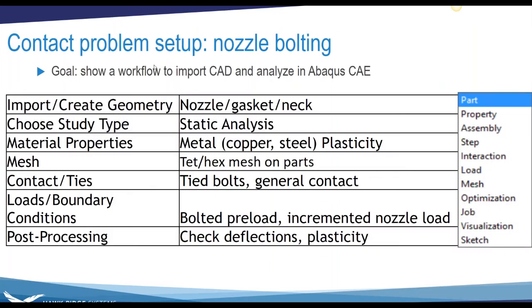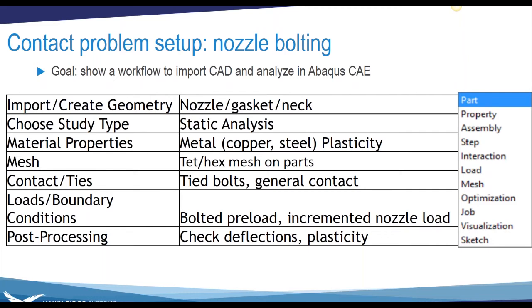So, quickly going through what it takes to set up a problem like this, what I want to do today is show you the workflow to import the CAD and analyze this problem in CAE. The first thing to do is import some geometry, and that's going to be the nozzle, the gasket, and the neck.